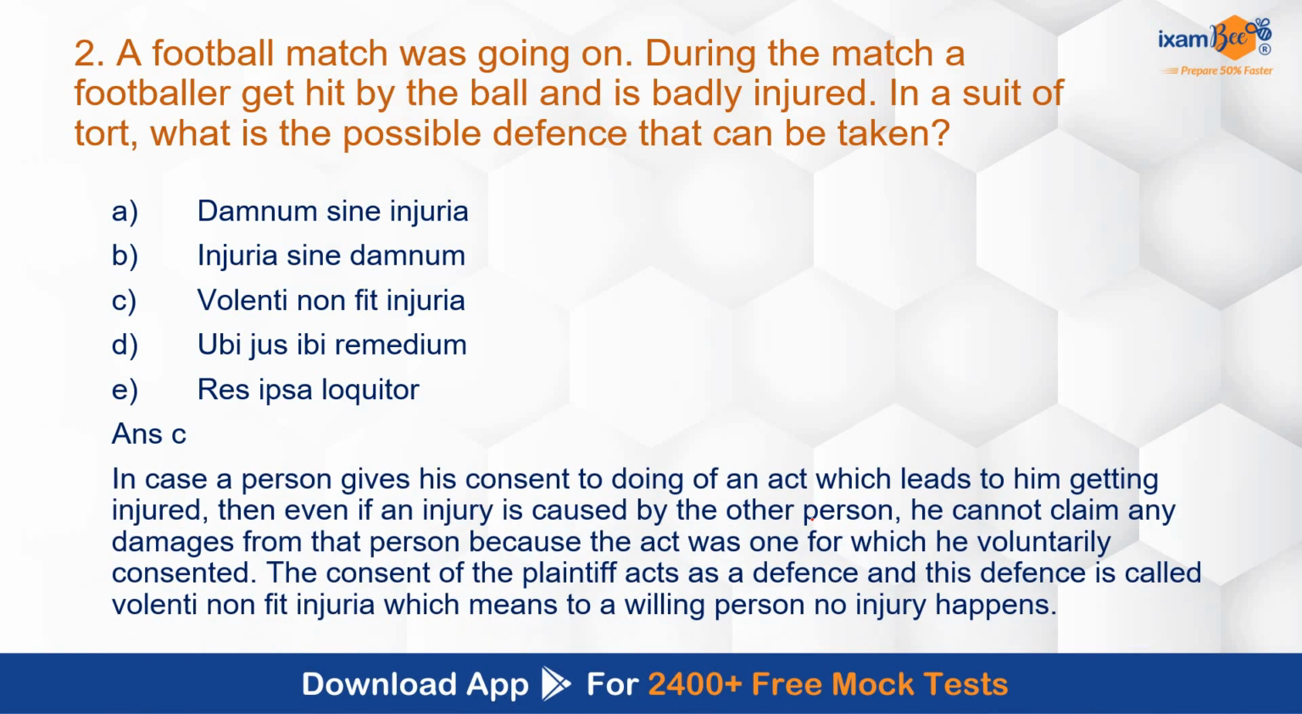That means in case a person gives his consent to doing of an act which leads to him getting injured, then even if an injury is caused by the other person, he cannot claim any damages from that person because the act was done for which he voluntarily consented. The consent of the plaintiff acts as a defense, and this defense is called volenti non fit injuria, which means to a willing person no injury happens.